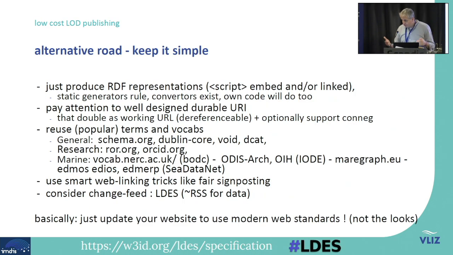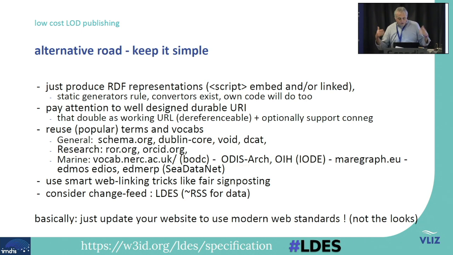So there is an alternative road to linked open data, which I would call low-cost linked open data publishing. Go for producing RDF. You can even embed it in your HTML, right? You do have to pay attention to trustworthy and sustainable URIs, but that's a good thing anyway, right? It's having persistent links everywhere in your website. And reuse many of the vocabularies that were mentioned today already, right? I'm not the first one to mention schema.org, Dublin Core. Maybe I'm the first one to mention VoID and DCAT.